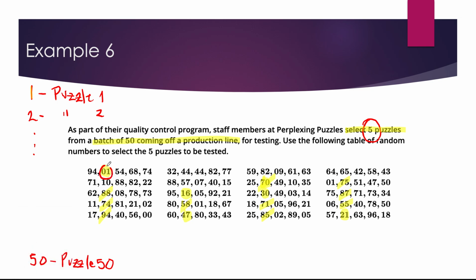I'm going to test 1, 16, 30, 47, and 21. Those are the 5 random puzzles that I'm going to use in order to test if those 50 puzzles coming out of the production line are of good quality.